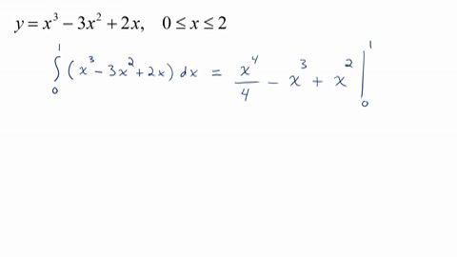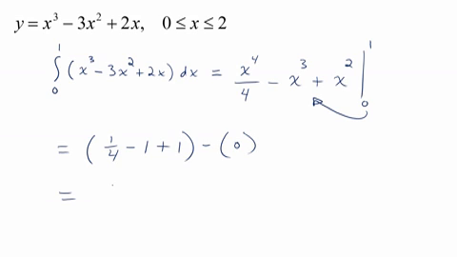So we'll substitute 1 into the expression first. So that's 1 to the 4th over 4, or 1/4, minus 1 cubed, which is 1, plus 1 squared, which is 1, minus what we get when we substitute 0 into the expression. So substituting 0 gives us 0. So we get a total of 1/4. So that's the area from 0 to 1.